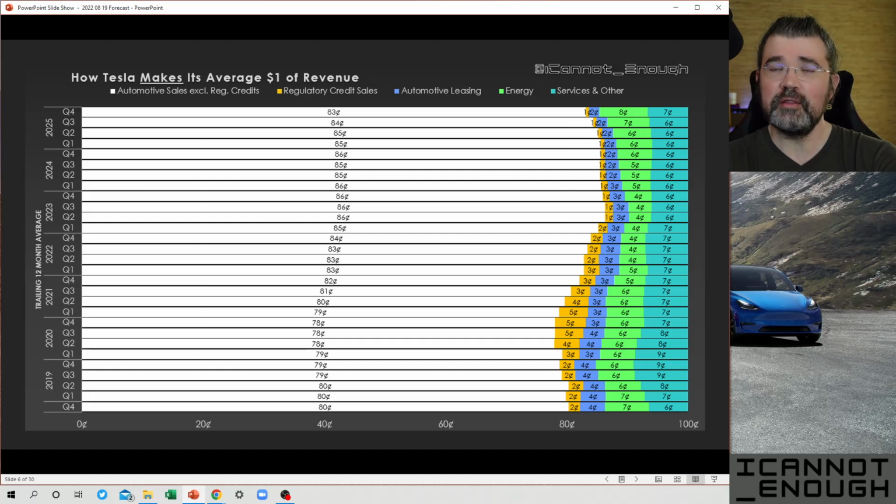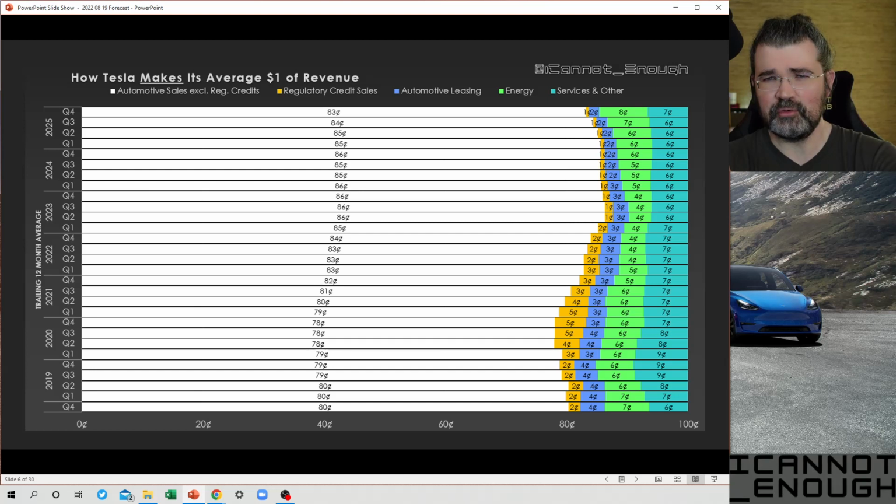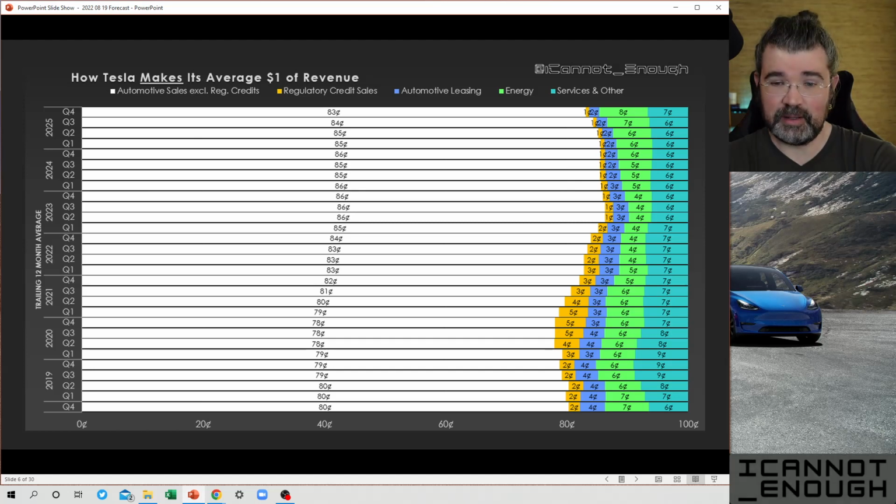Then services and other is the bucket that holds everything else. So non-warranty repairs are in here. Tesla insurance, the Tesla store is in here. Lots of other stuff. Anything that hasn't been covered already falls into the other bucket.